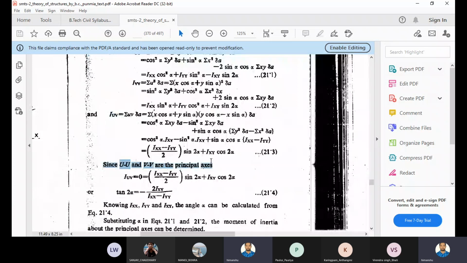And we know that u and v are your principal axes, as we have assumed. So Iuv should be 0 if they are principal axes. So we will equate this to 0, and from this value what we have found out is tan 2 alpha is equal to minus 2 Ixy divided by (Ixx minus Iyy).